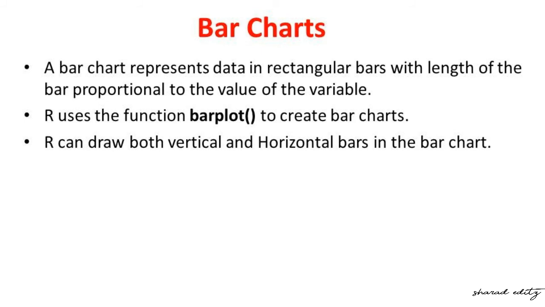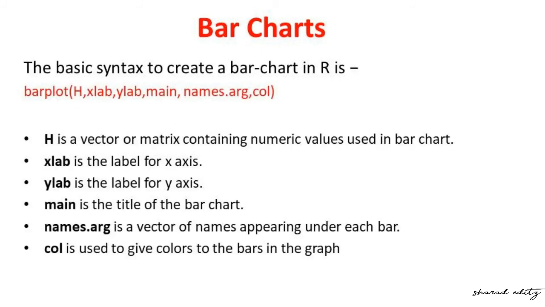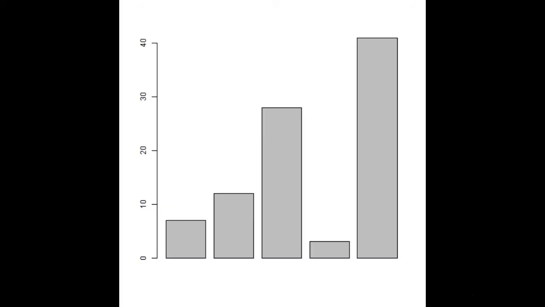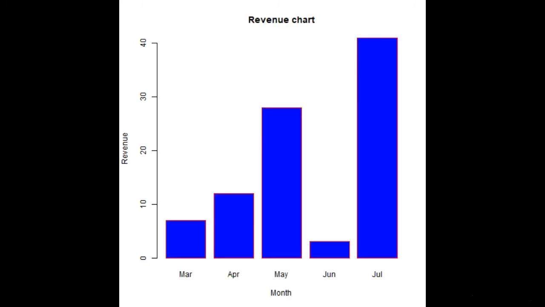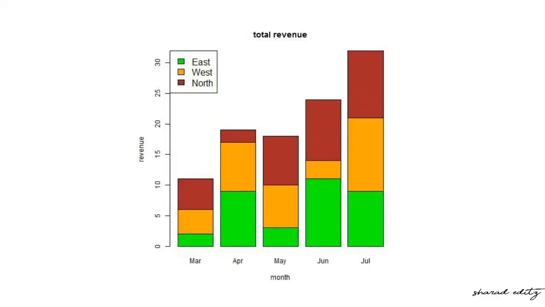Next is the bar chart. A bar chart represents the data in rectangular bars with the length of the bar proportional to the value of the variable. R uses the function barplot to create bar charts. R can draw both vertical and horizontal bars in the bar chart. Here h is a vector or matrix containing numerical values.